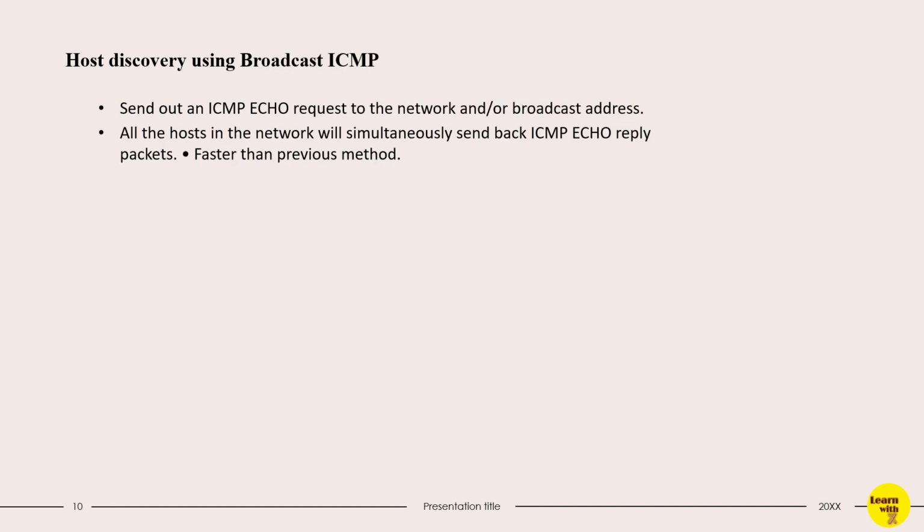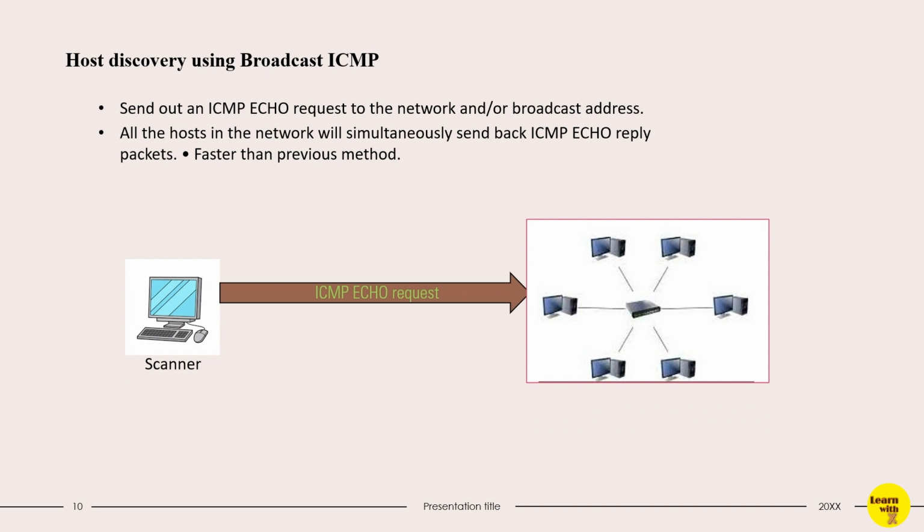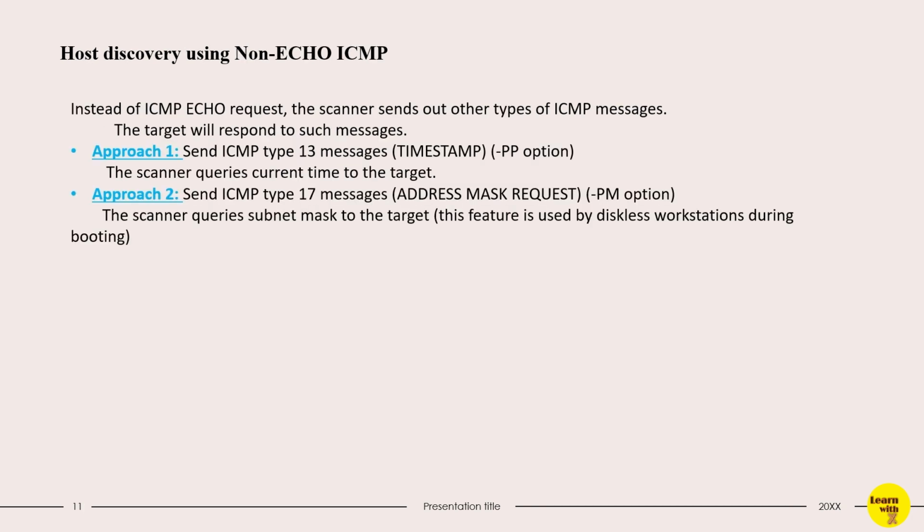The second one is host discovery using broadcast ICMP. It is the same as the ICMP sweep. Here we send the ICMP echo request to the whole network at the broadcast address. If all the hosts in the network simultaneously send back the ICMP echo reply packet, then they are alive. Here you can see the scanner sends the ICMP echo request, and then all the systems in the network simultaneously send back the ICMP echo reply.